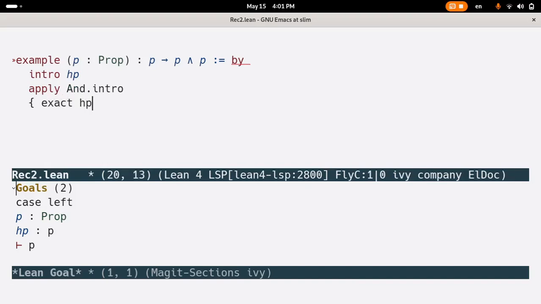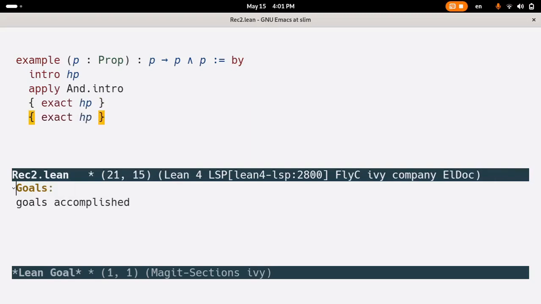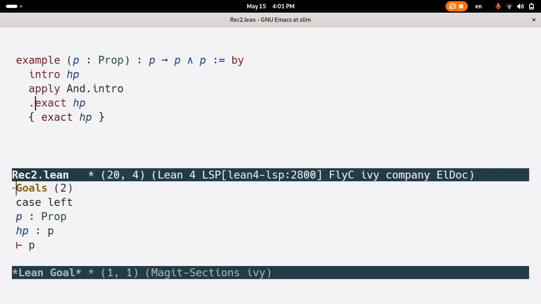So we solve each goal in turn. The first goal we can solve by exact HP. The second goal we can solve by exact HP. You need not use curly braces. You may also use bullet lists.